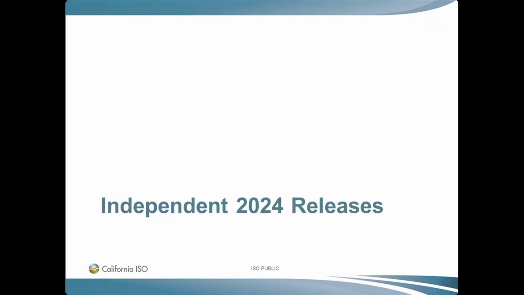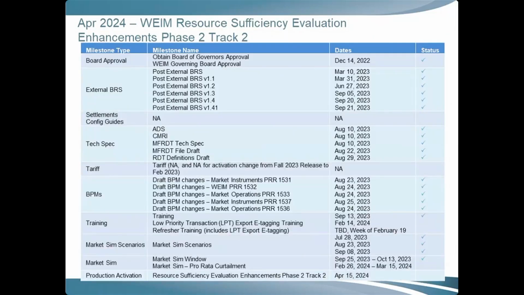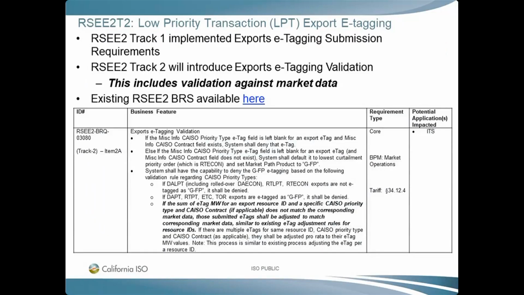All right, I'm going to move forward to our independent 2024 releases. We'll first start with RSEE Phase 2, Track 2. I'll go straight to the milestones here. For the upcoming milestones, under training we have the low priority transaction, or LPT, export e-tagging training on February 14, as Cynthia mentioned, along with the refresher training prior to the start of market simulation. Then we plan to resume the market simulation February 26th through March 15, with the production activation April 15.